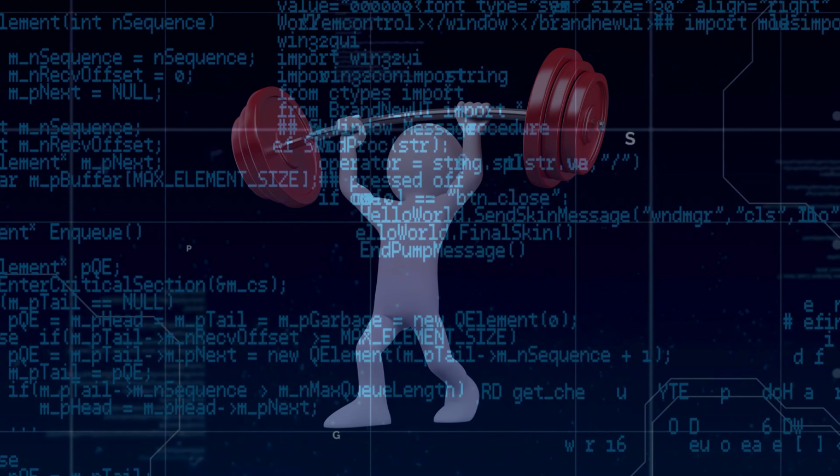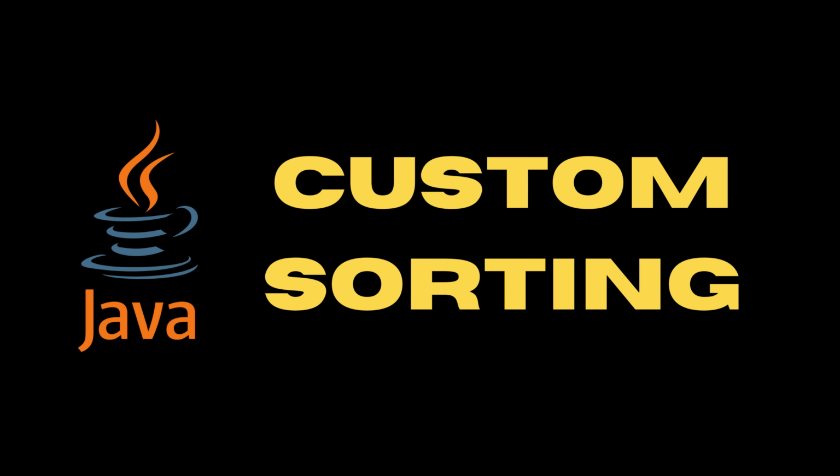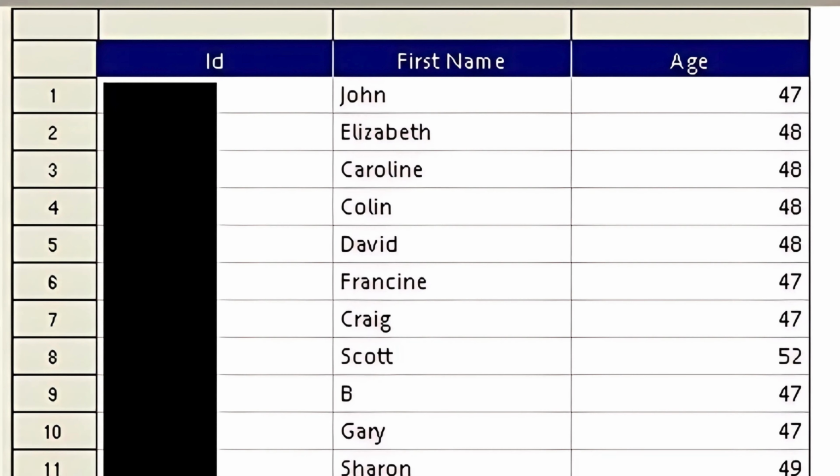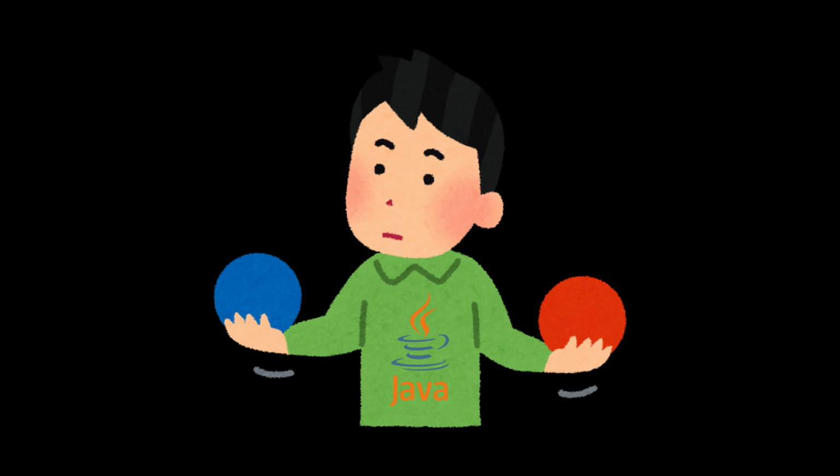Today we're going to learn something powerful, custom sorting. Java already sorts numbers and strings. But what if we have our own objects, like users with name and age? We need to teach Java how to compare them.